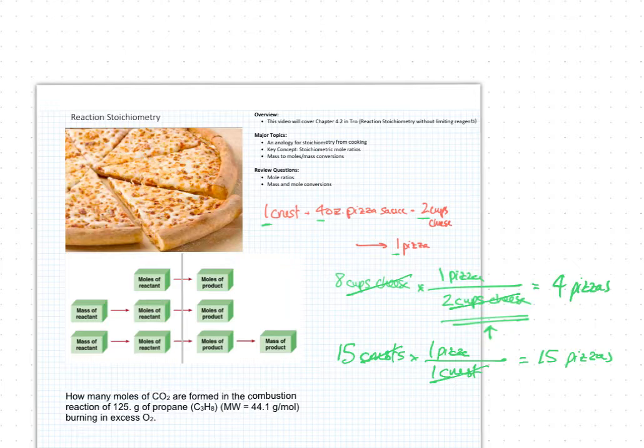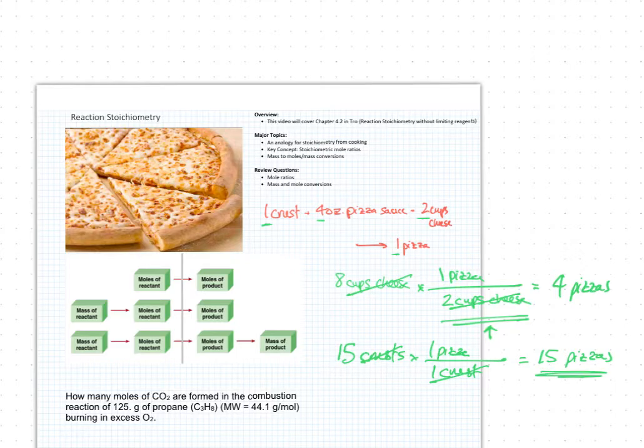Now, in the next section, we're going to talk about what if we don't have the exact correct amount. That's called a limiting reactant problem. We're not going to deal with limiting reactant problems in this video. We're just going to deal with if we have enough of all the ingredients. So if we had 15 crusts and 15 times 4 ounces of pizza sauce and 15 times 2 cups of cheese, we could make a total of 15 pizzas.